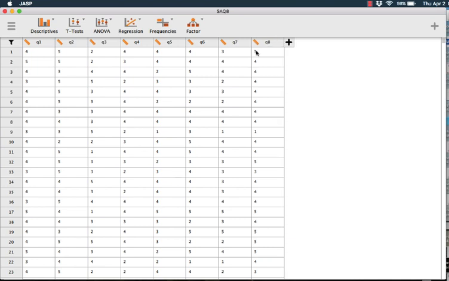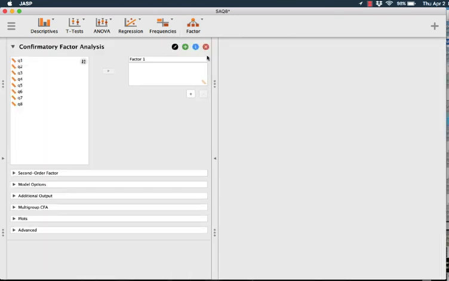This is a little tedious if you have a lot of variables, but we don't here. So now we want to build our model. So we'll go up to the Factor tab, or the Factor button, and we will select Confirmatory Factor Analysis. We already know what our proposed factor structure is, so we don't need to do the exploration this time. Let's click on Confirmatory Factor Analysis.